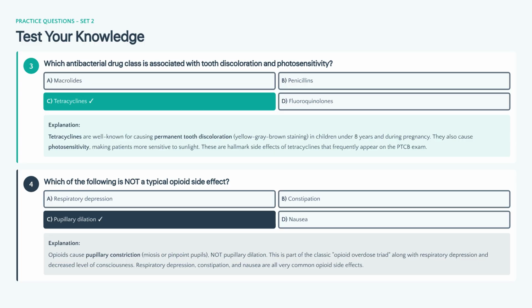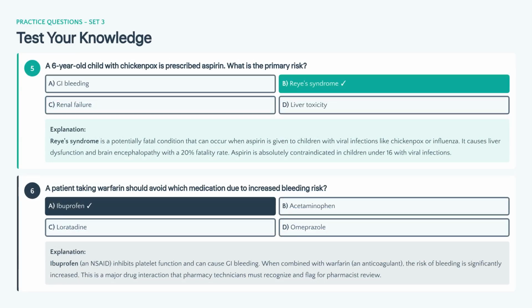Pupillary dilation is not a typical opioid side effect. They cause constriction, which is part of the overdose triad. A 6-year-old child prescribed aspirin with chickenpox is at risk for Reye's syndrome. A patient taking warfarin should avoid ibuprofen due to the significantly increased risk of bleeding.